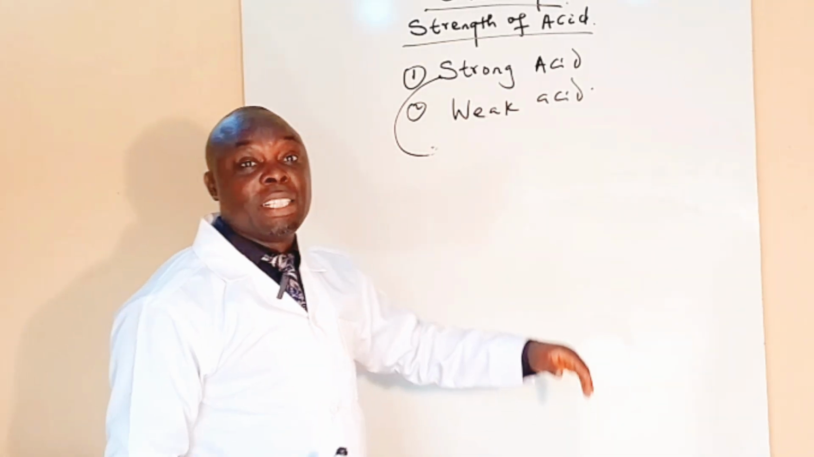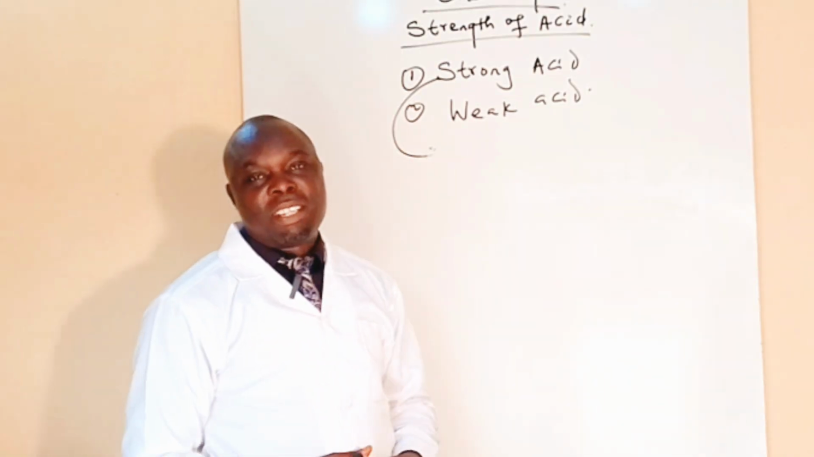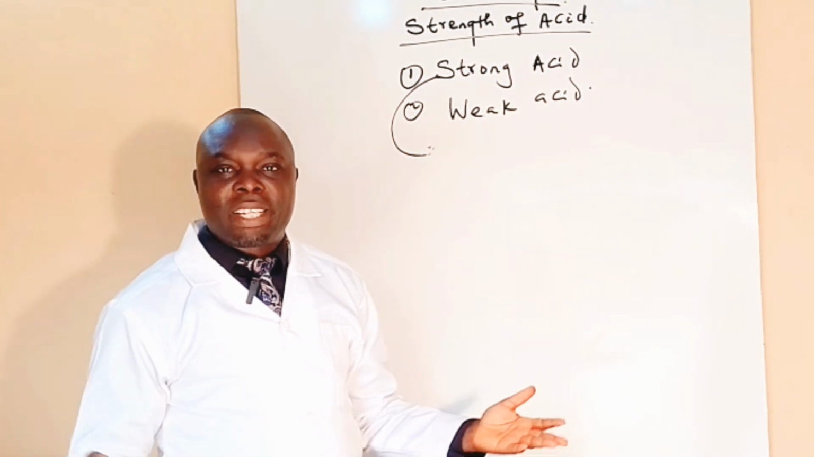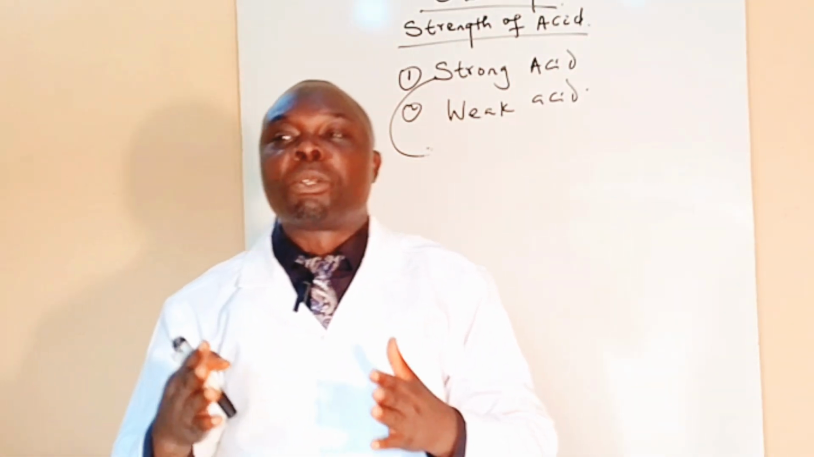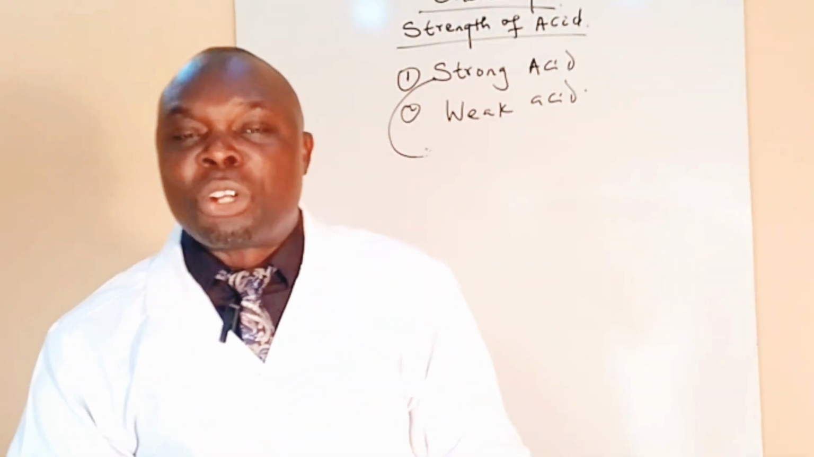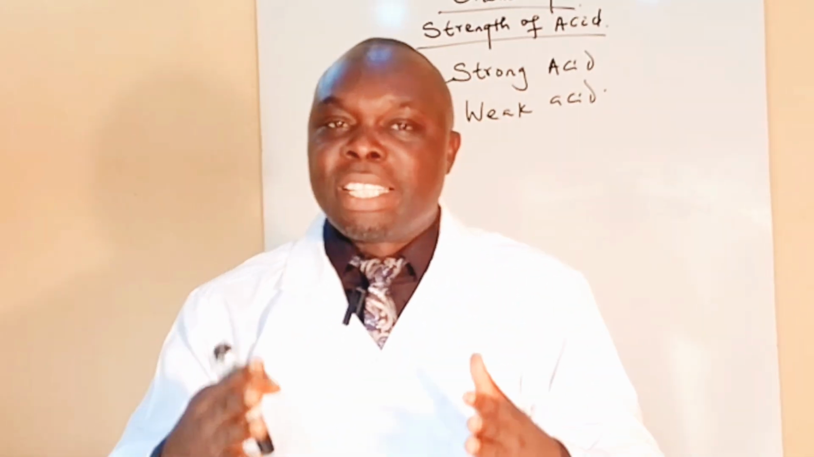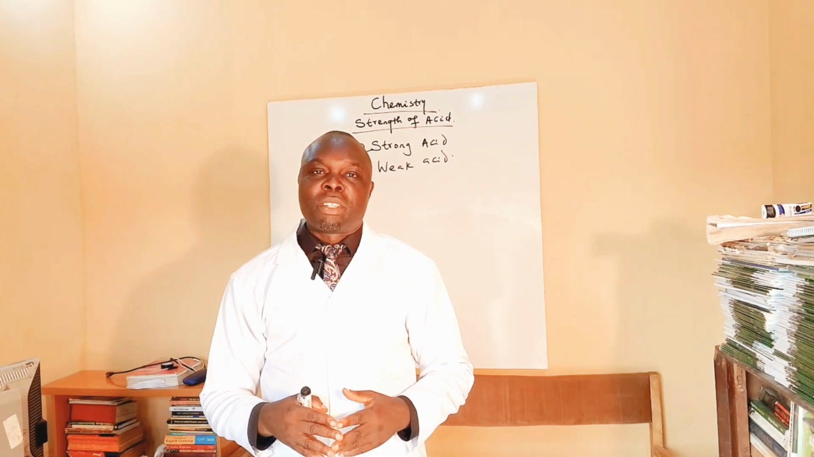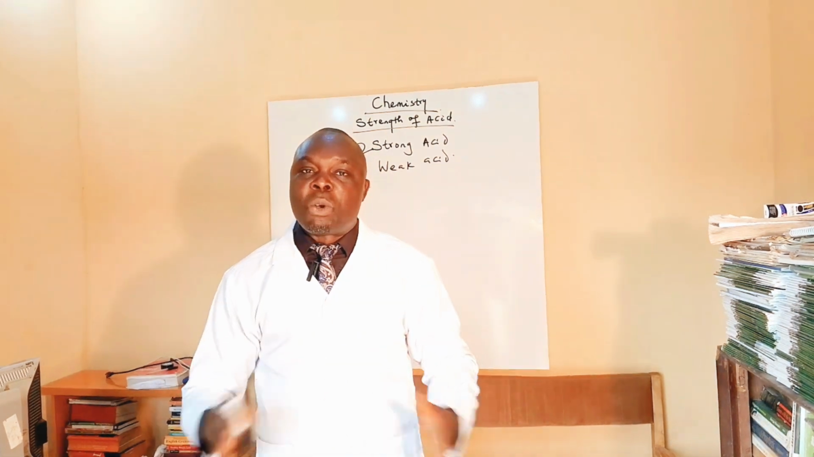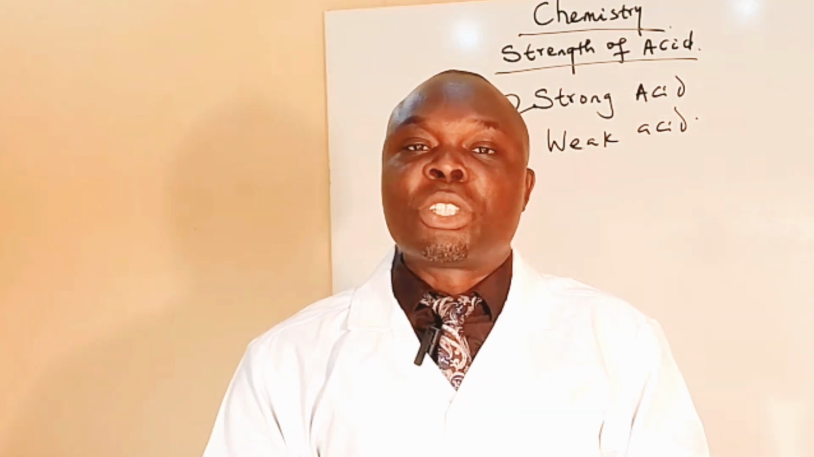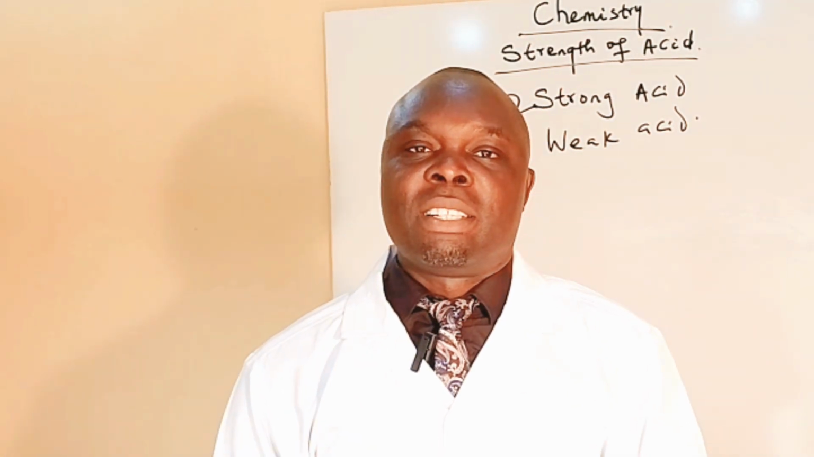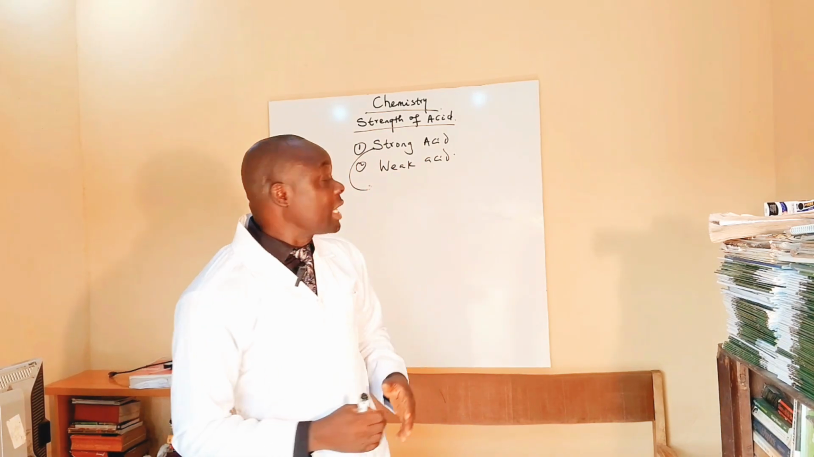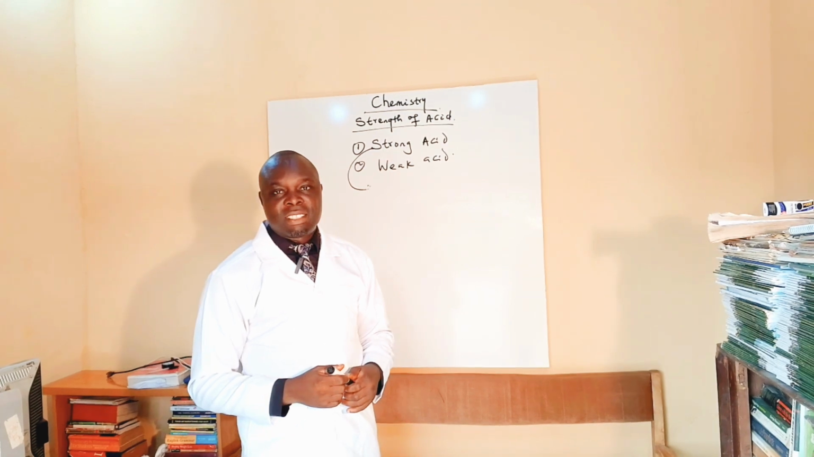The second one is the weak acid. When do we say that an acid is weak? When we say that an acid is weak, we simply mean that it does not produce enough hydrogen ion concentration when in water. It does not decompose completely in water. It does not ionize or break down completely in water. Such an acid is said to be a weak acid.